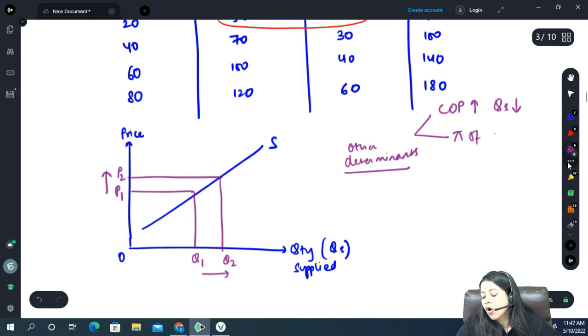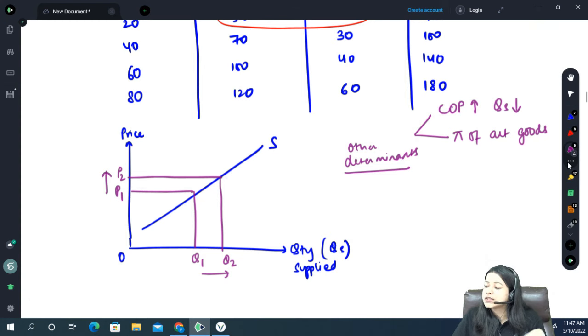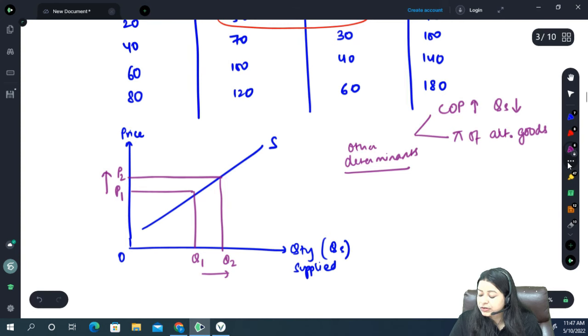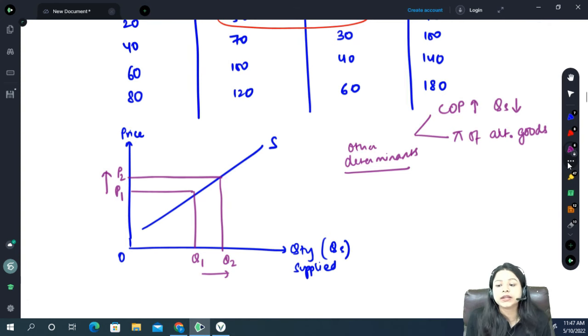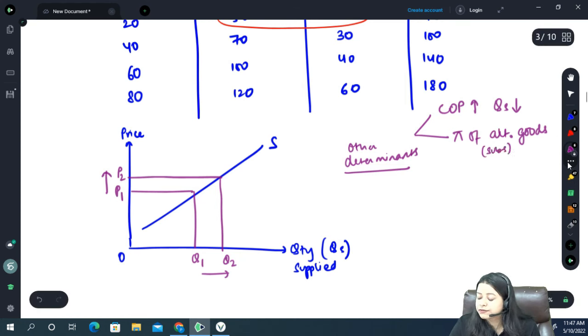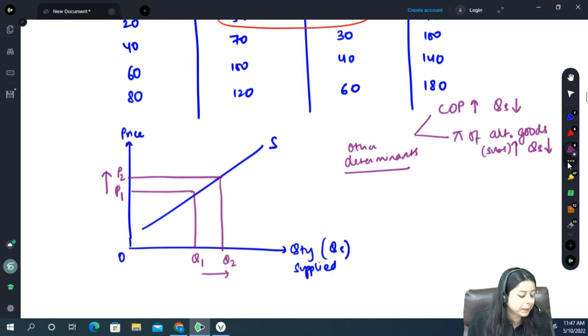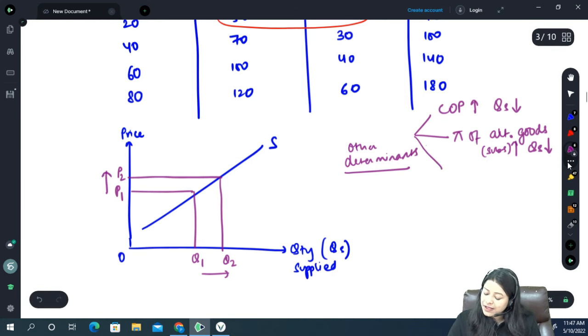The next is profitability of alternative goods, or substitutes in supply, which we did earlier. If my profitability in selling Quality Wall's is higher, I will decrease the supply of Amul. Right? So this is also known as substitutes. If this profitability increases, my quantity supplied of my own good will decrease. Clear?